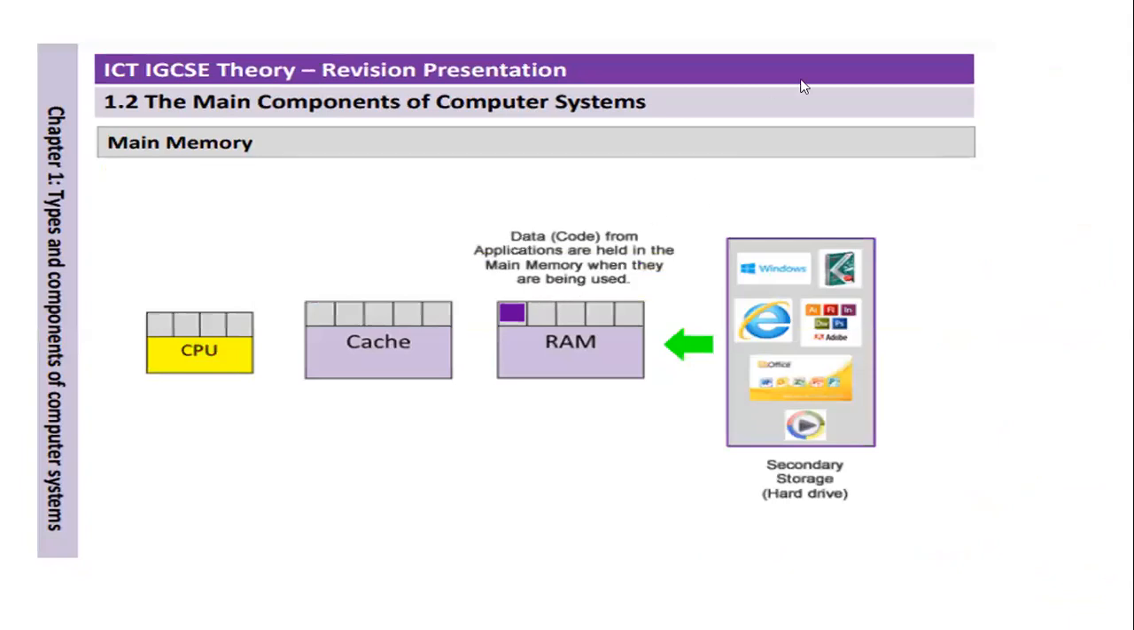Now here you can see the sequence I already told you. CPU gets instruction from cache. Cache gets instruction from RAM. And hard disk provides additional data to RAM. Hard disks have different applications. These applications always open into RAM. Whenever you click on any application, data from the application is held in the main memory when it is being used.